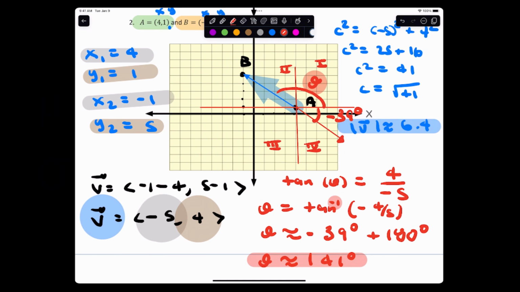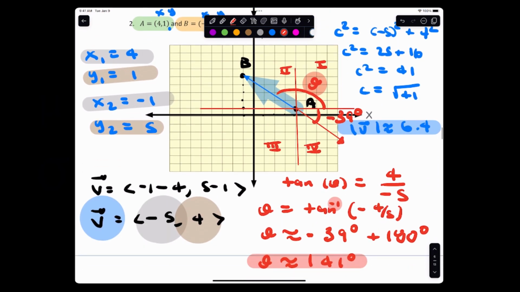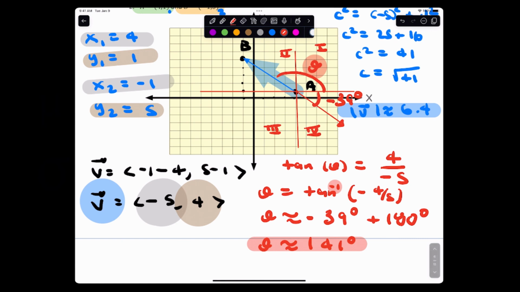All right, you guys okay with that? Easy peasy, lemon squeezy. The length of the vector is 6.4. And we got the component form of the vector. There's your component form over here. So we got everything we needed to get.